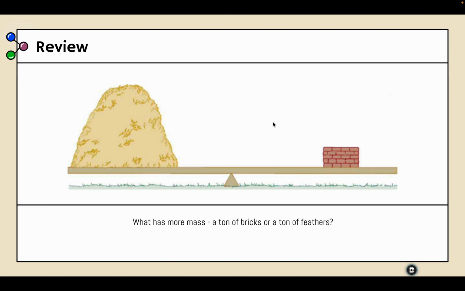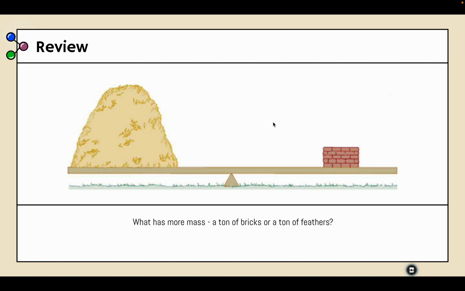So which one of these has more mass? On the right-hand side, we have a ton of bricks. And on the left-hand side, I realize that those really aren't feathers. That kind of looks like a stack of hay. So we're going to call it a stack of hay. So if I have a ton on the right of bricks and a ton on the left of feathers, or hay, whatever we just said, which one of those has more mass?